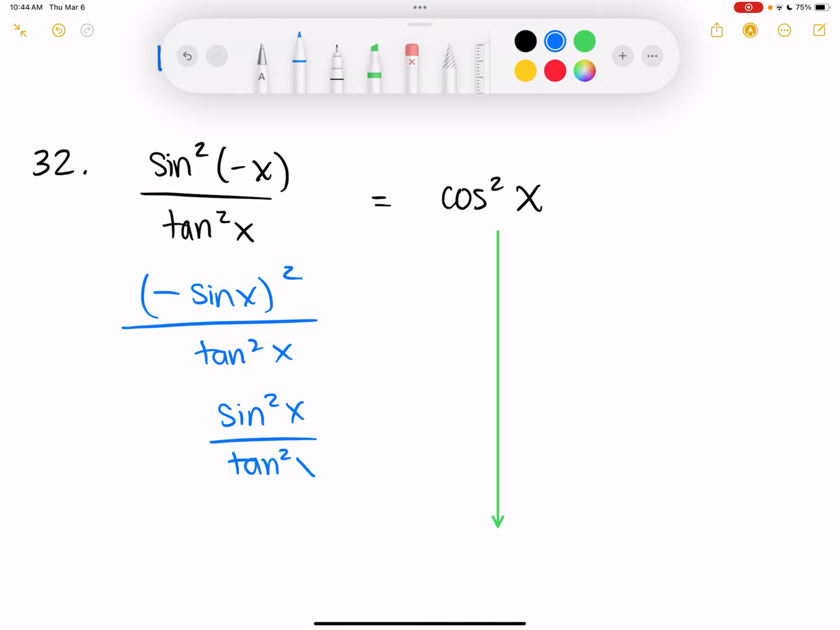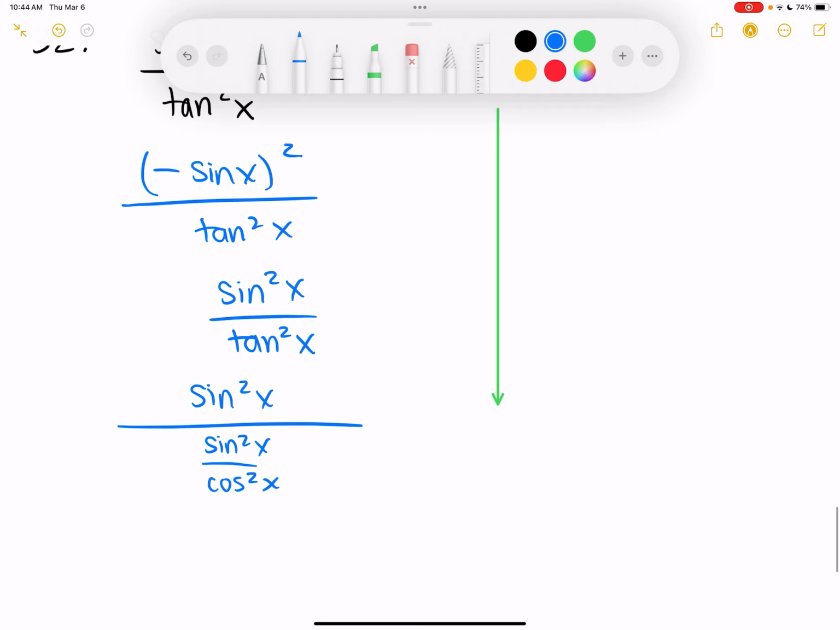Now, is there something I can rewrite? Yeah, the tangent. Tangent is sine over cosine, so I've got sine squared of x over sine squared x over cosine squared x. Keep, change, flip. And what happens when I do that? You get cosine squared x equals cosine squared x, which was my original starting point.